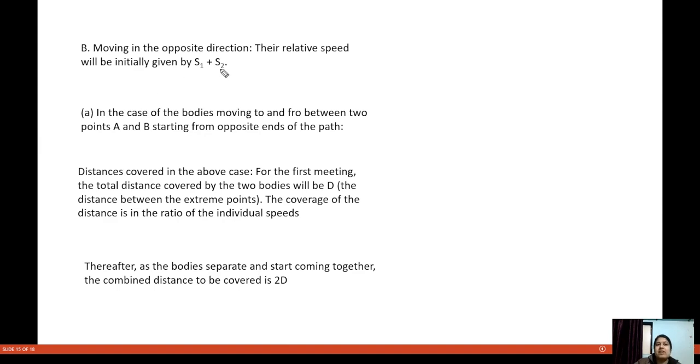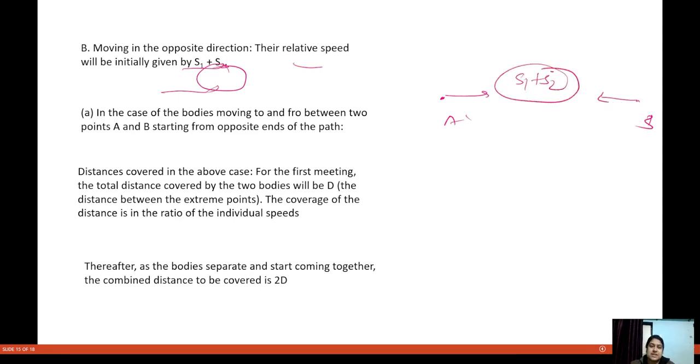Now look at this case. If both the bodies are moving in opposite direction, their relative speed is given by s1 plus s2. Let us first consider this case. So both are moving in opposite direction, and their relative speed is s1 plus s2.